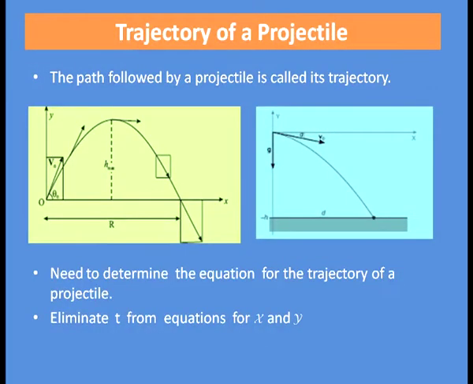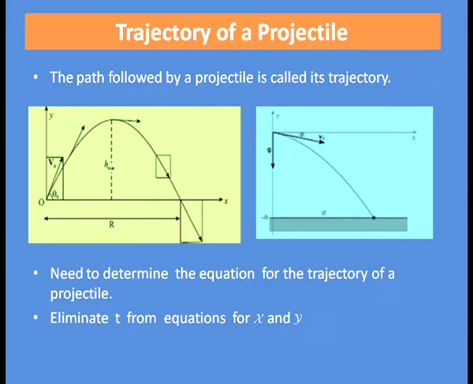Now, let us discuss trajectory of a projectile. What is trajectory? Trajectory is the path followed by a projectile. You can see the two figures given here. Here, both the figures are the path followed by a projectile. So, can you now say what is the shape of the trajectory? To find out the shape of trajectory, we have to first determine the equation for the trajectory of a projectile.